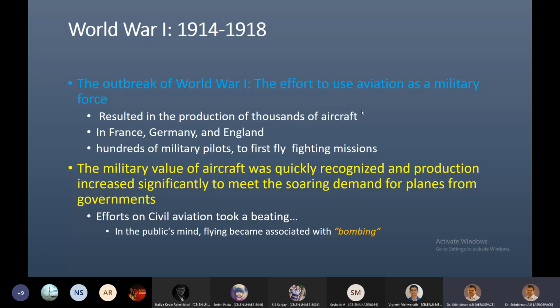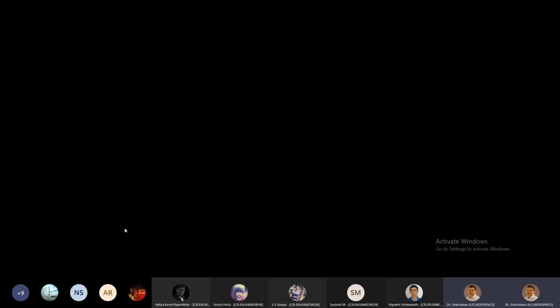So it was related in the public mind to something which can help bombing. Bombing was the primary objective: to drop a bomb from an altitude was considered the primary utility of aircraft. And please note that the whole effort was focused on battle, and civil aviation per se was not considered to be anything important during that era.